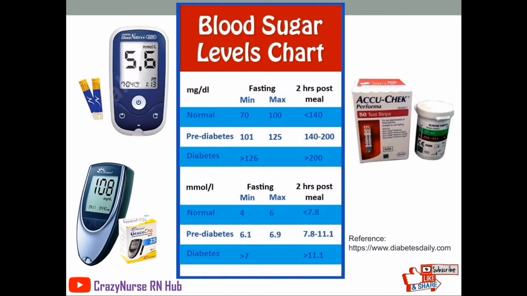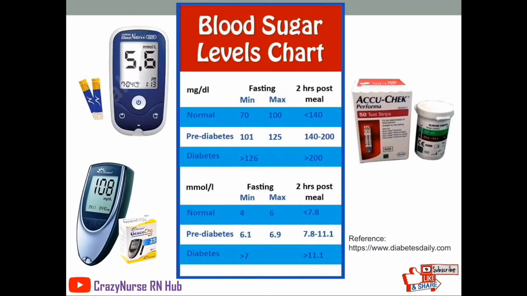So here is a blood sugar levels chart. We have here normal, pre-diabetes, and diabetes states. We also have values related to such status. For example, in normal, if the patient underwent fasting, the normal value should be from 70 to 100 milligrams per deciliter. For the 2 hours post-meal, we have less than 140 milligrams per dL.